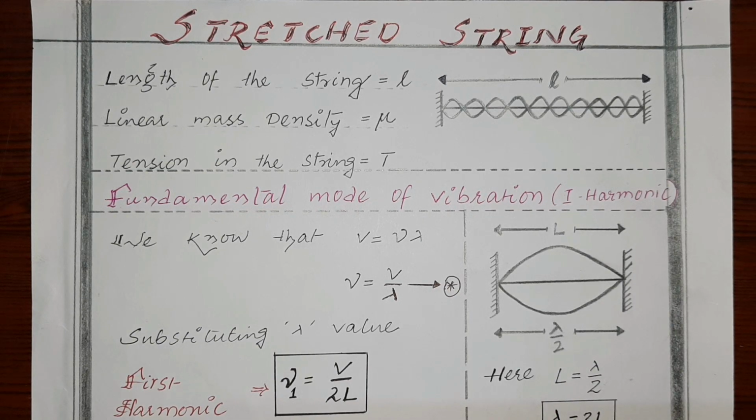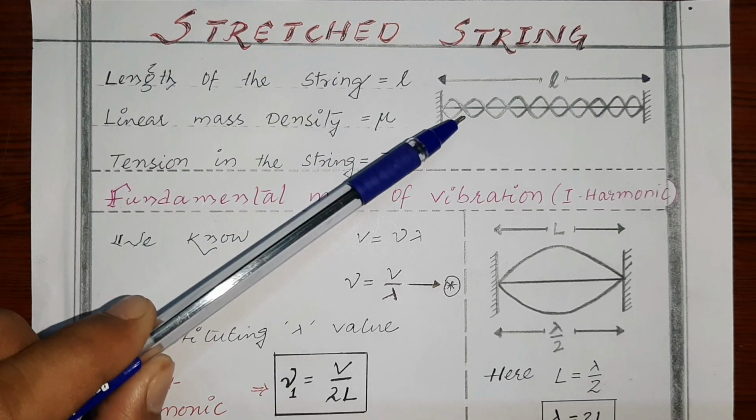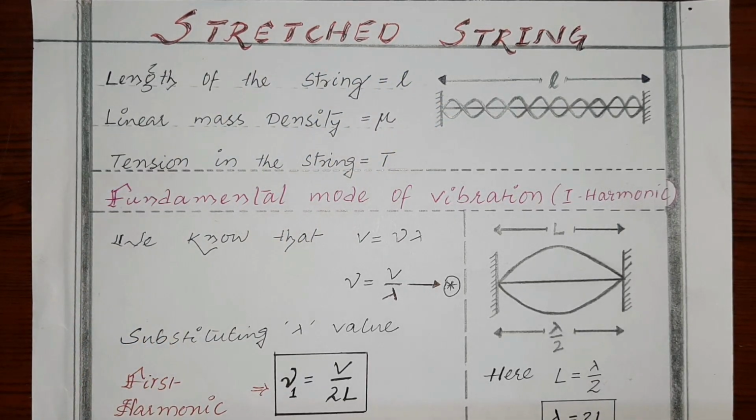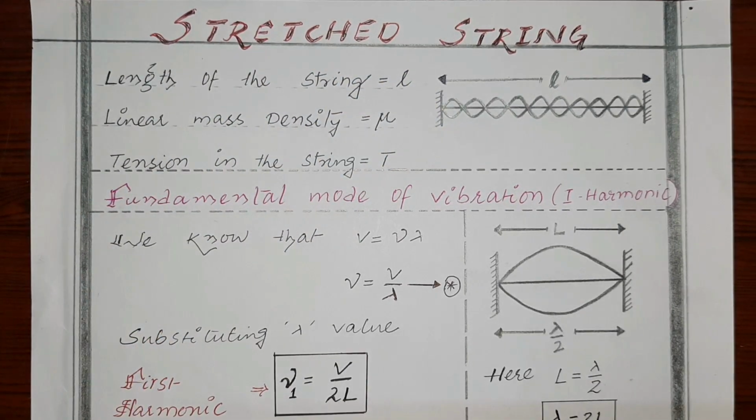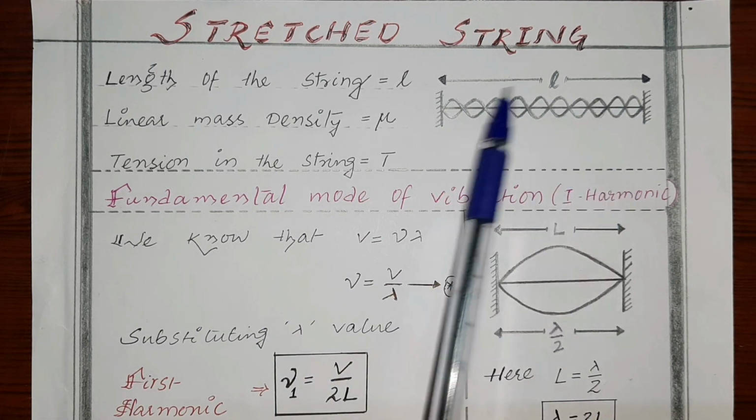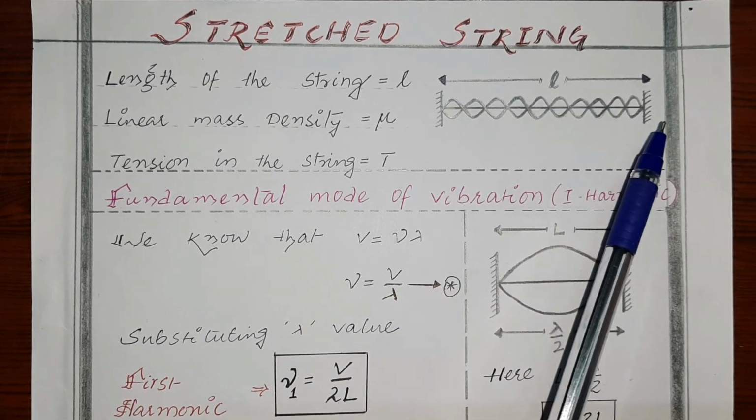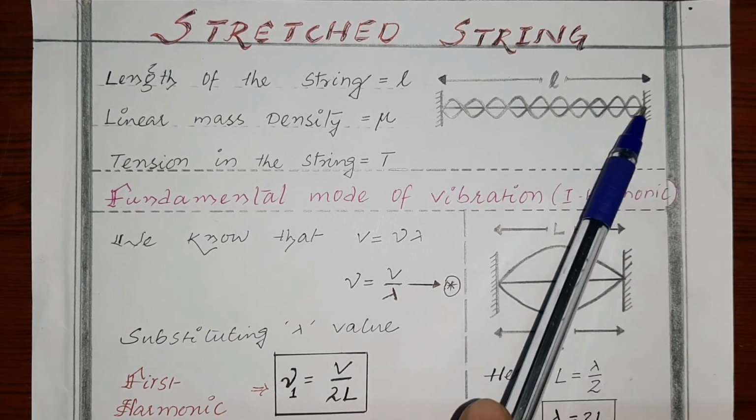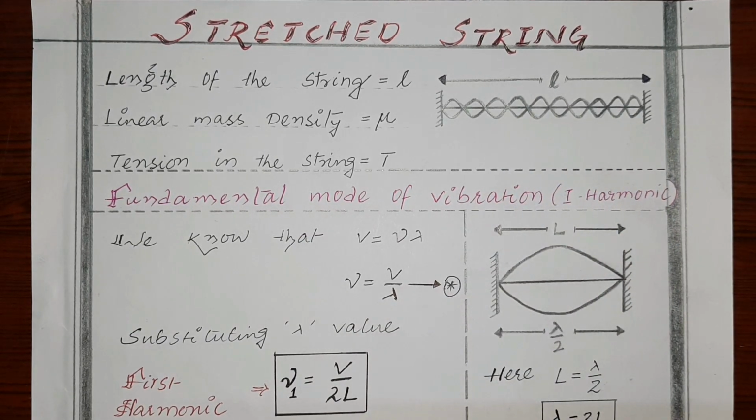So dear students, this is my string of length L with linear mass density mu and tension T. If I pluck at any point on the string, I mean if I make a disturbance at any point on the string, the progressive waves start traveling towards this end. These progressive waves reflect back from this rigid support and form stationary waves. In this way, stationary waves are formed in stretched strings.